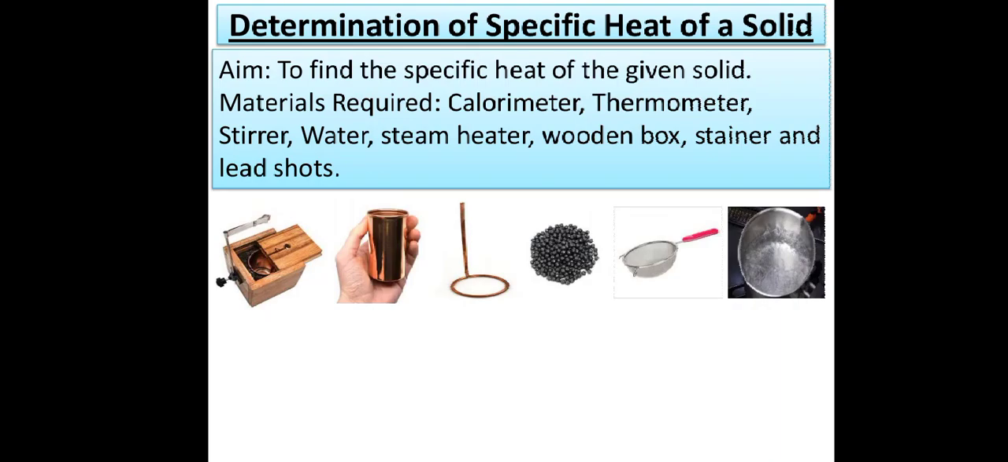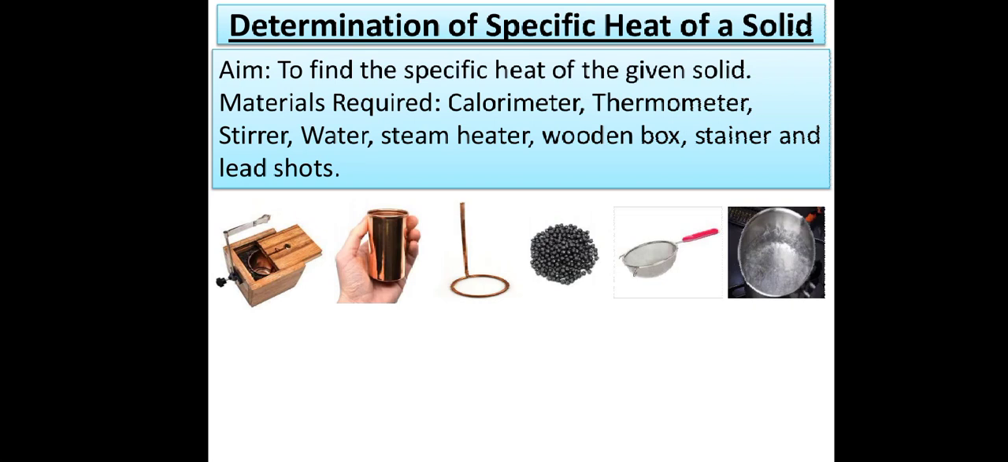Now coming to the topic: determination of specific heat of a solid. This is one of the lab activities and a very important question in the board examination also. The aim of the activity is to find the specific heat of a given solid. The materials required: calorimeter, thermometer, stirrer, water, steam heater, wooden box and lead shots.